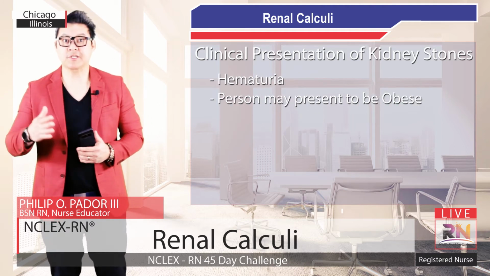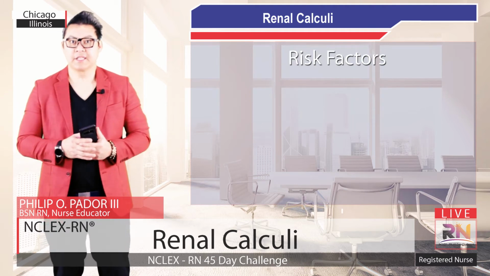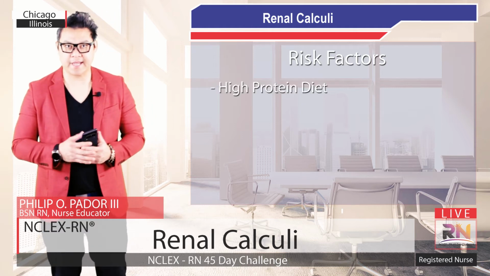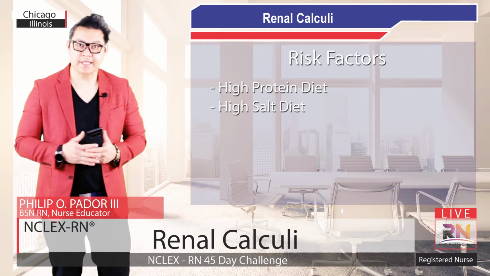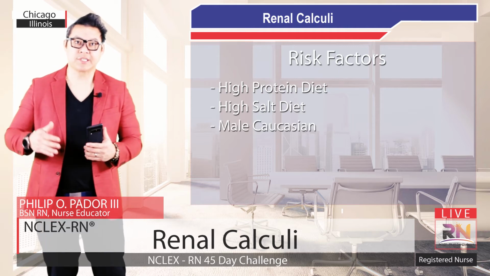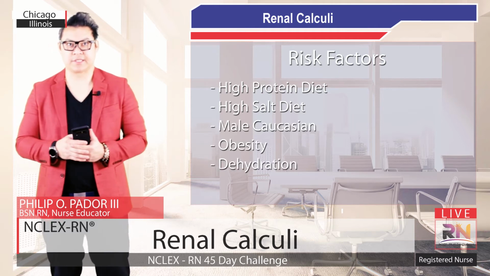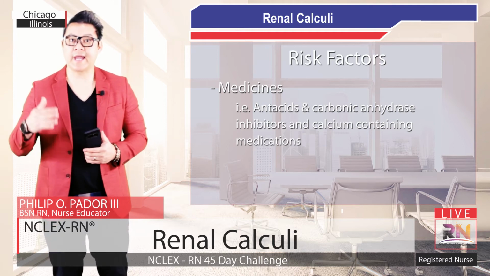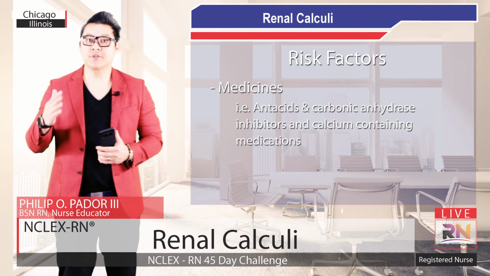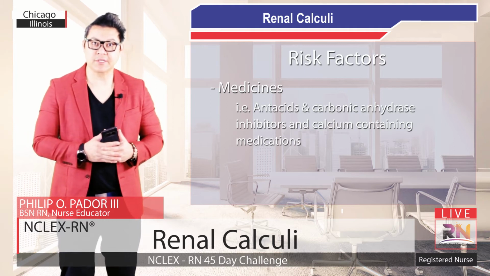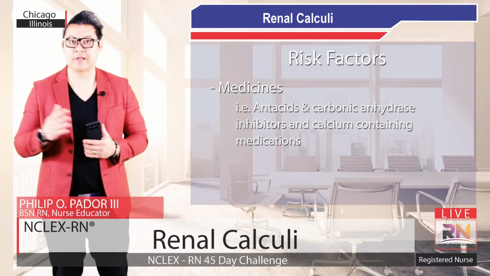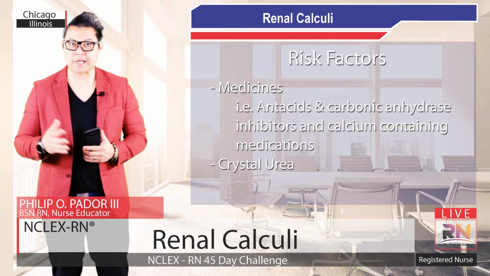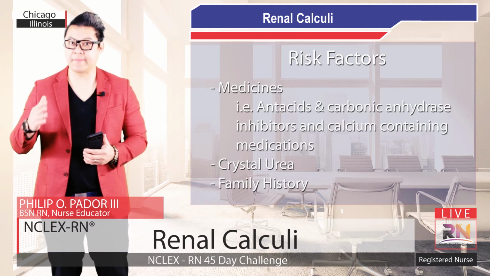Hematuria, the person may present as obese. The risk factors for developing kidney stones include a high protein diet, high salt diet, male, Caucasians, obesity, and dehydration. Medications including antacids and carbonic anhydrase inhibitors, as well as sodium and calcium containing medications, also increase the risk of developing kidney stones. Cystinuria is also a risk factor as well as having a family history.